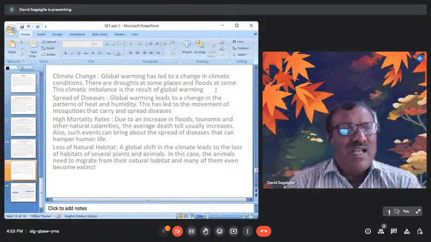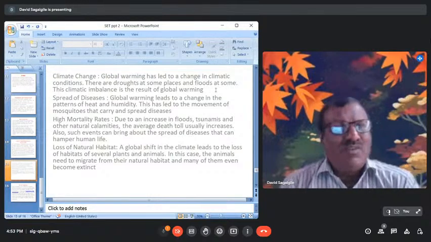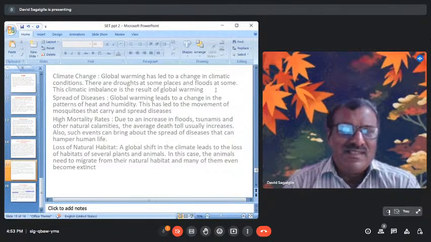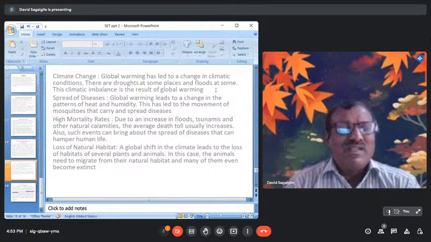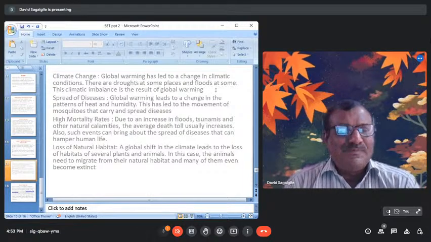Then the spread of diseases also happens because of global warming. Global warming leads to a change in the patterns of heat and humidity. This has led to the movement of mosquitoes that carry and spread diseases. Because the world is becoming more and more humid, the patterns of heat and humidity are changing. Not only mosquitoes, but different kinds of viruses and bacteria are also multiplying, which causes a lot of diseases and sicknesses.